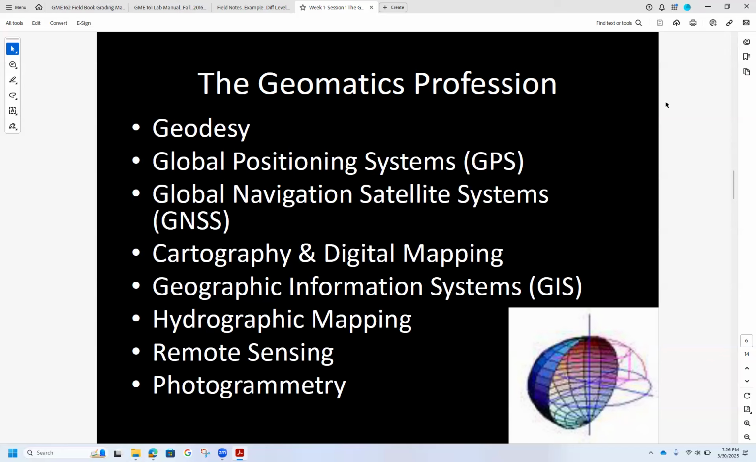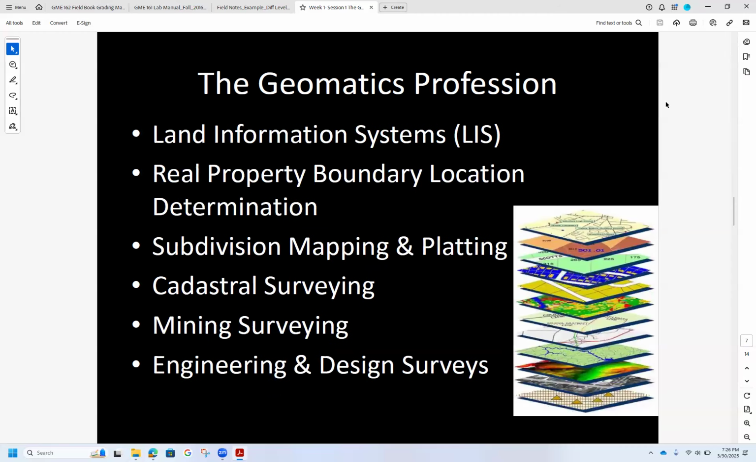Cartography and digital mapping. How good are you at drafting? GIS. How good are you at drafting with information? Hydrographic mapping. How good are you at doing rivers and creeks and maybe ponds and lakes? Remote sensing. How good are you at doing any type of point cloud data that requires software handling thousands of points? Photogrammetry. How good are you at aerial mapping, getting on an airplane and taking photographs of those big white X's that you see, to establish coordinates using aerial photography?